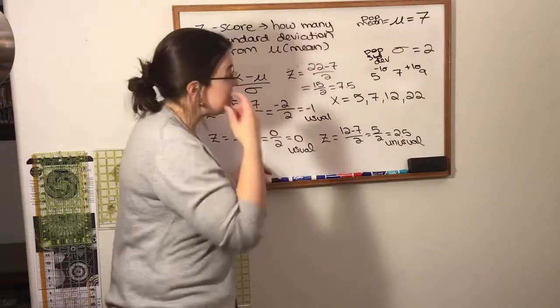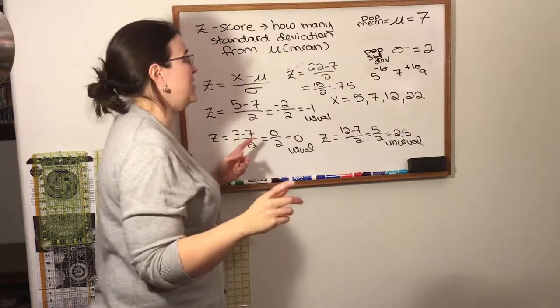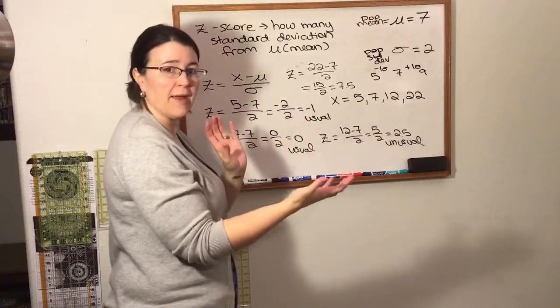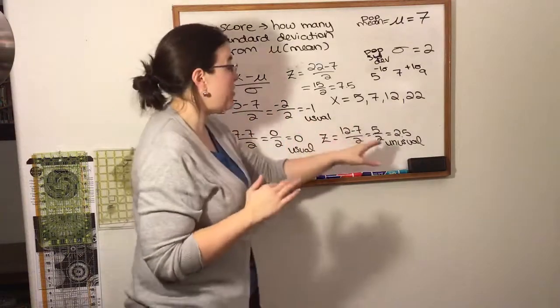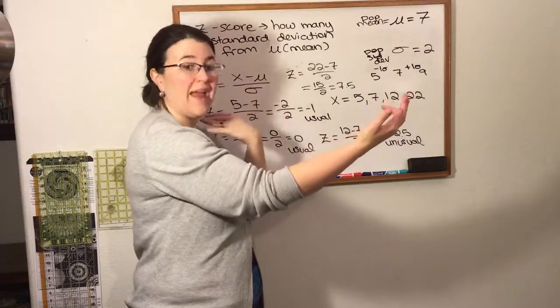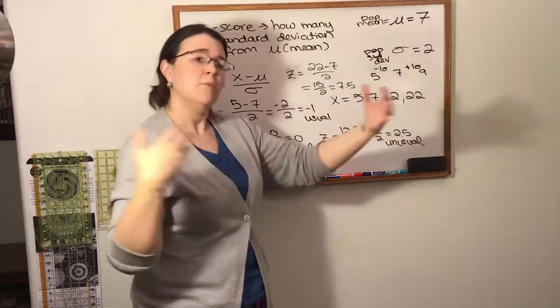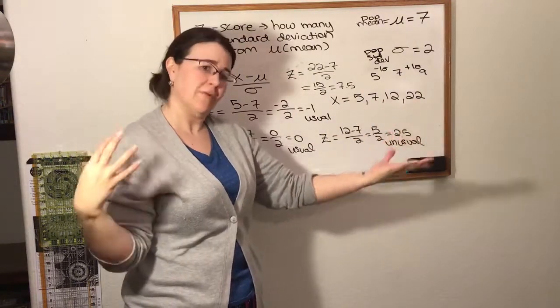Anyway, so z-scores are really, really easy to find, and they just tell you how many standard deviations you are away from center. And anything greater than 2, either positive or negative, so anything above 2 or technically below negative 2, puts you in an unusual area.